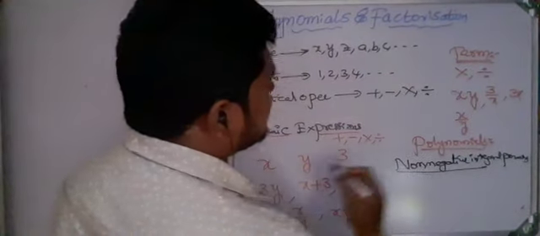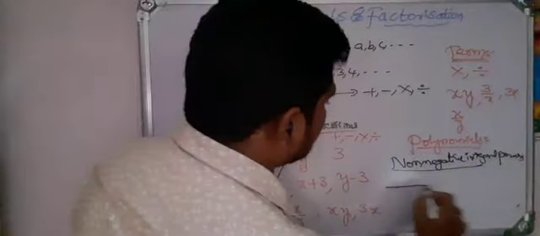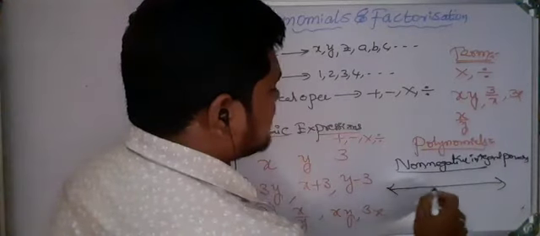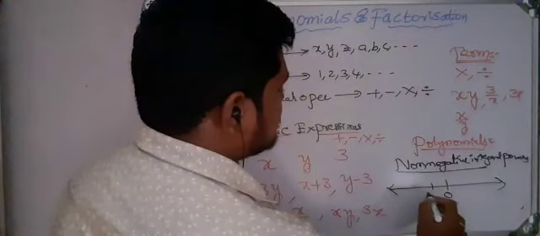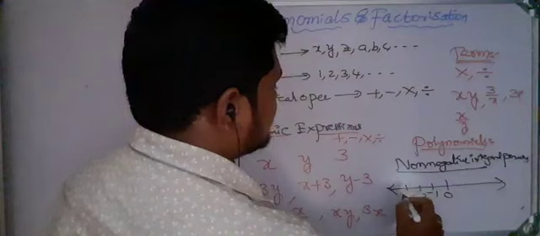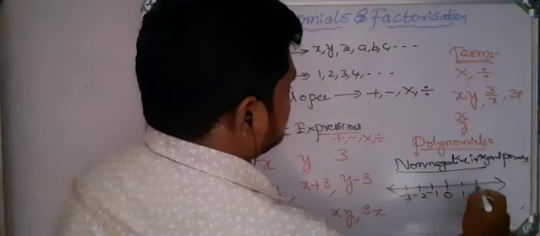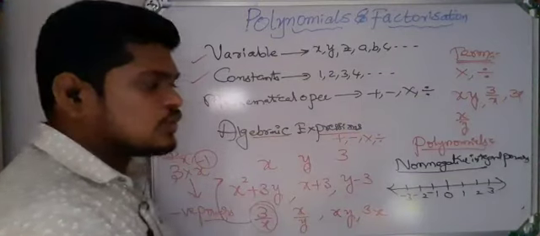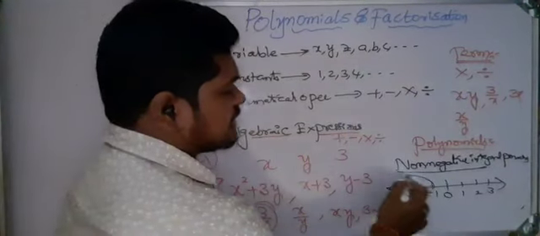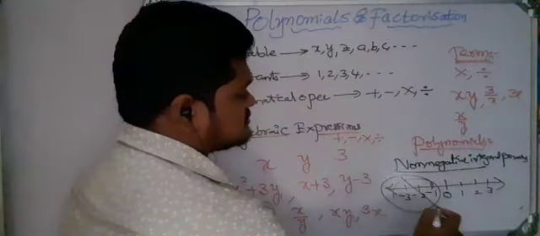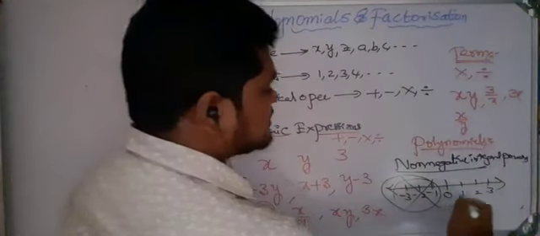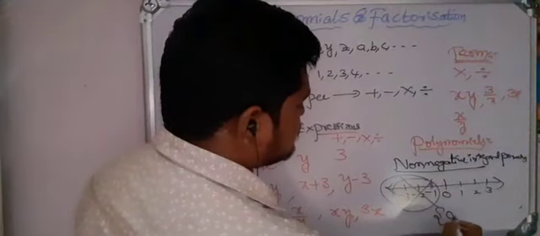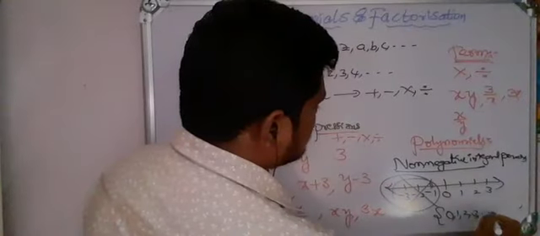What is meant by non-negative integers? Just think about the number line. Take the integers: here 0, next the negative numbers -1, -2, -3, and next 1, 2, 3. Non-negative means there is no negative, that means remove the negative values. These all are negative values, so remove these. What remains? We have 0, 1, 2, 3 and so on.